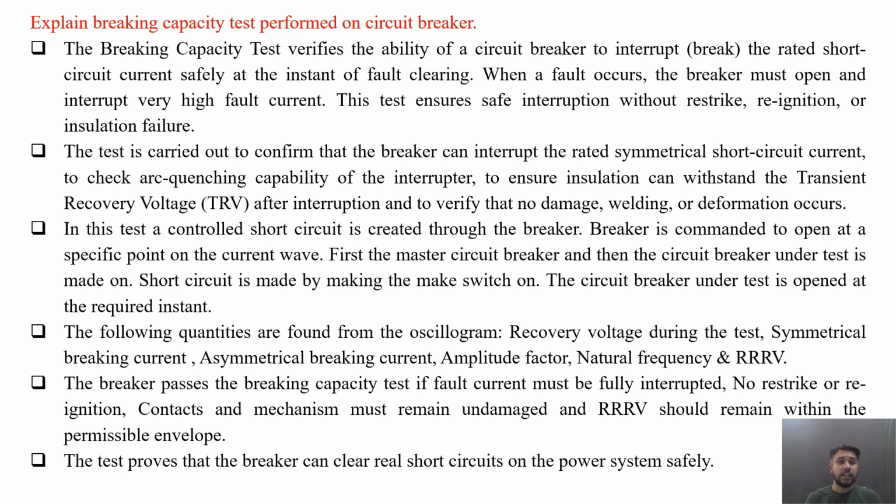In this test, a controlled short circuit is created through the breaker. The breaker is commanded to open at a specific point on the current loop. First, the master circuit breaker and then the circuit breaker under test is made on. Short circuit is made by making the make switch on. The circuit breaker under test is opened at the required distance.